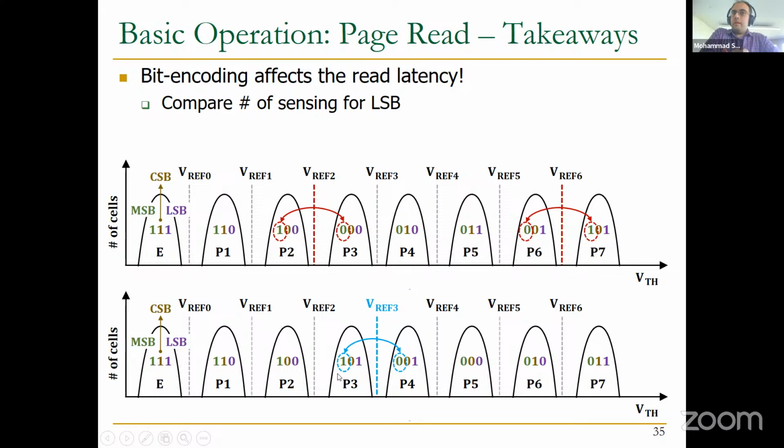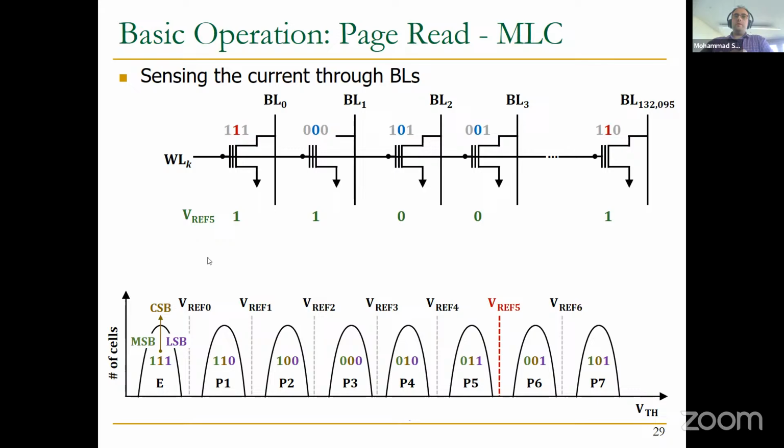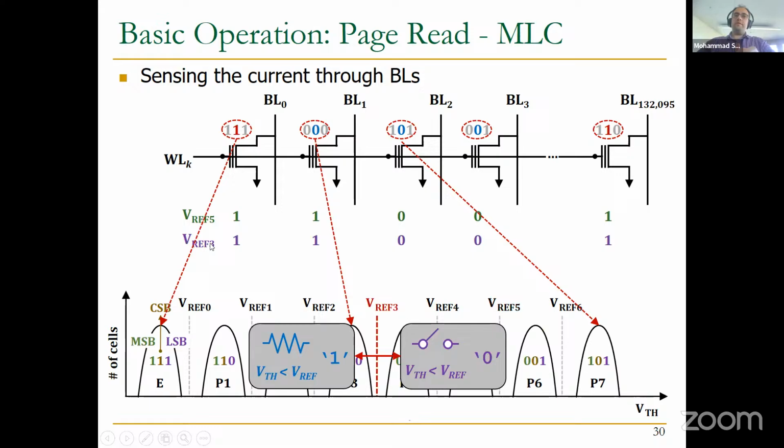Oh, okay. So if you sense it only one time, this will happen. As I mentioned here, for example, in this encoding, in order to read the LSB, you need to apply three reference voltages, right? Because you have toggling in three places, between P1 and P2, between P3 and P4, and between P5 and P6. So if you only apply, for example, VREF5, you can see that you read almost correctly, at least in this example, but this one is incorrect. You are supposed to read zero, but you read one. So you need to keep applying other reference voltages as well.